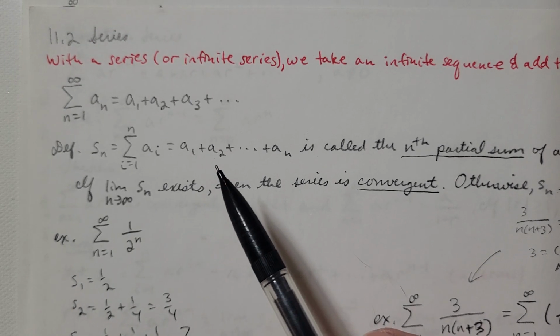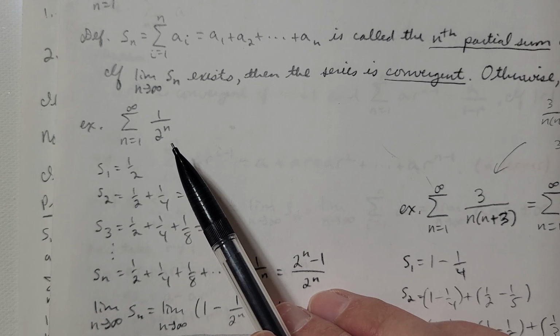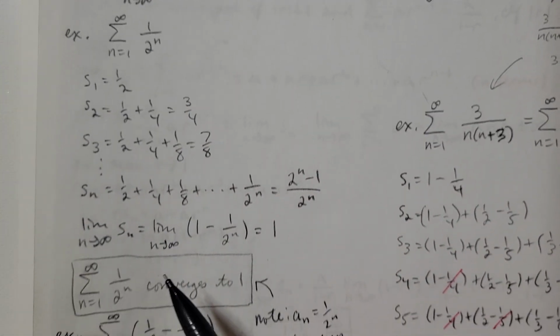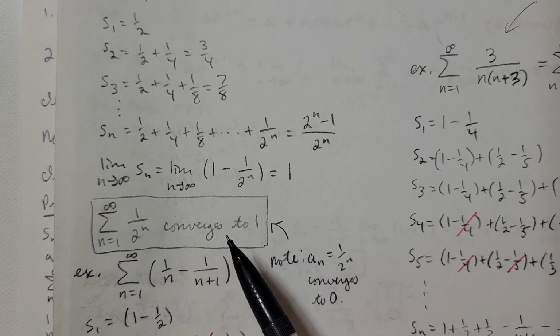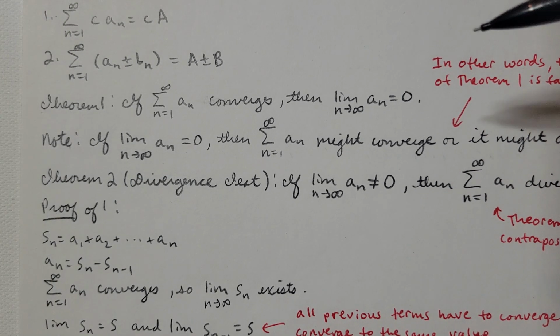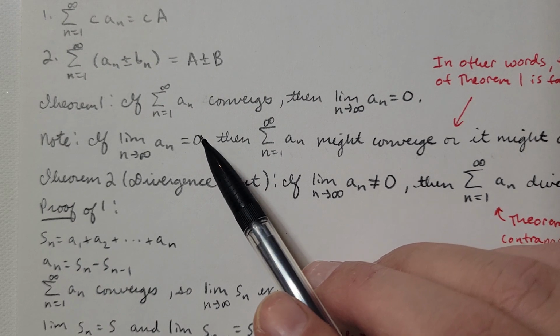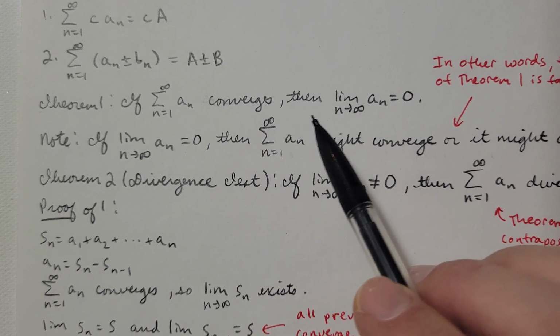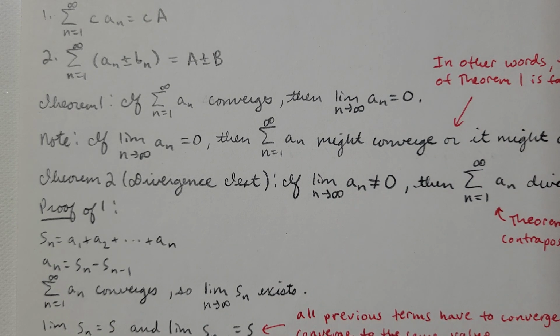And over here, the very first example that I showed you in this section, the limit as n approaches infinity of 1 divided by 2 to the n is 0, but this series converges. So in other words, just because the limit as n approaches infinity of a sub n is 0, that tells us nothing. Now if you have a convergent series, then the limit as n approaches infinity of a sub n is equal to 0. That will always happen.